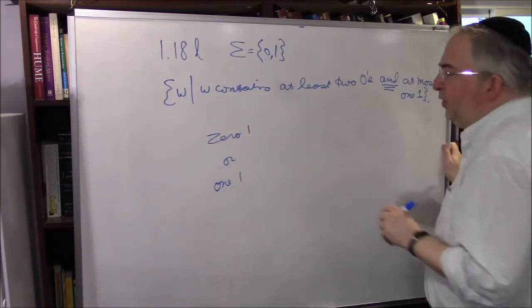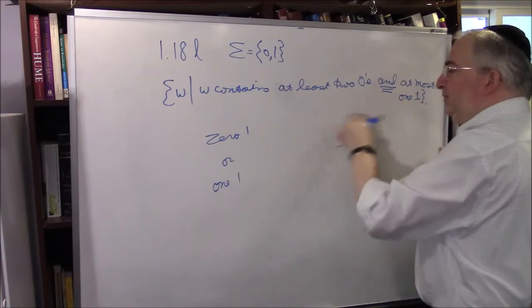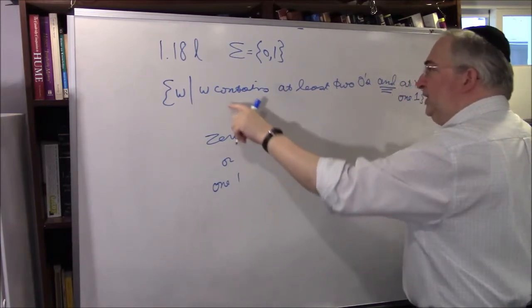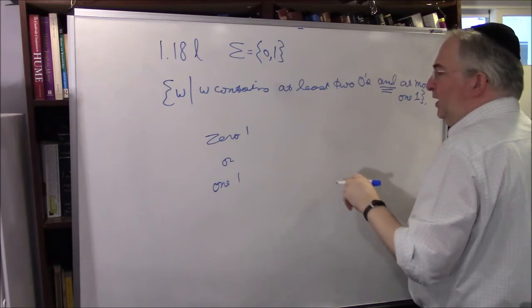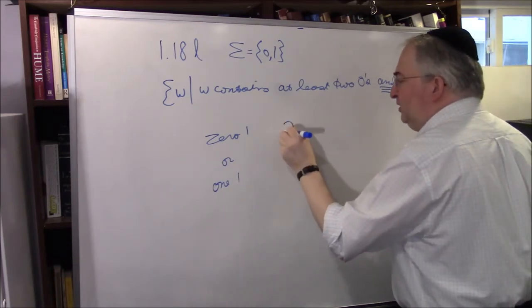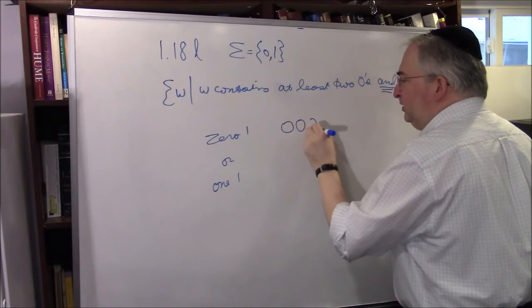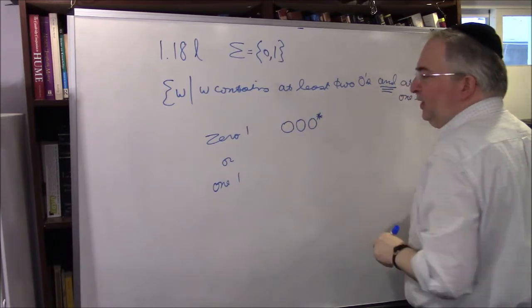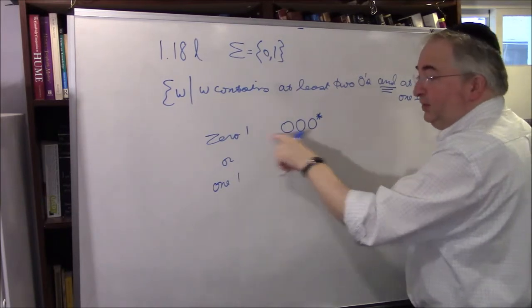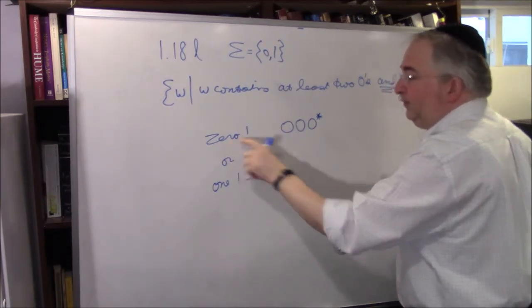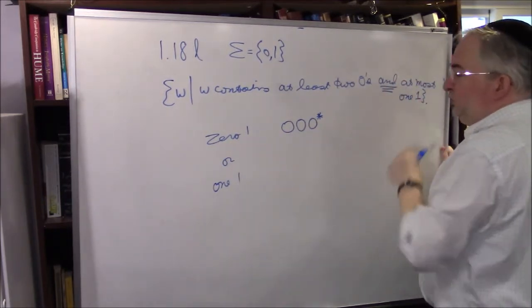So how do you write this? I want something with 0 ones and contains at least 2 zeros. So the way to do that is 0, 0, 0 star. Contains 2 zeros, it could have more. Does not have any ones, or at most 1 one.